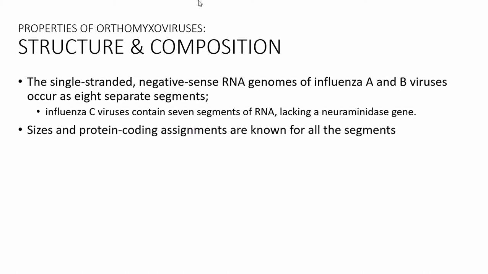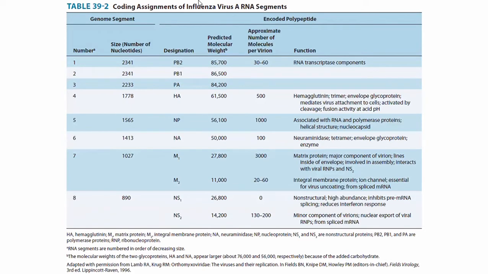The single-stranded negative-sense RNA genomes of influenza A and B viruses occur as 8 separate segments. Influenza C contains only 7 segments since it lacks the neuraminidase gene. Sizes and protein coding assignments are known for all the segments. So if we talk about the segment number, influenza type C does not have segment number 6, since number 6 is the one with the neuraminidase.